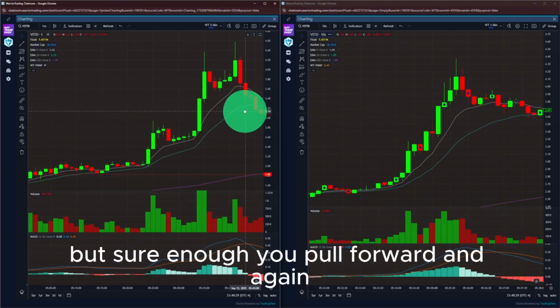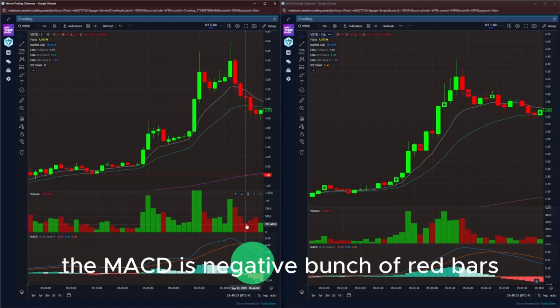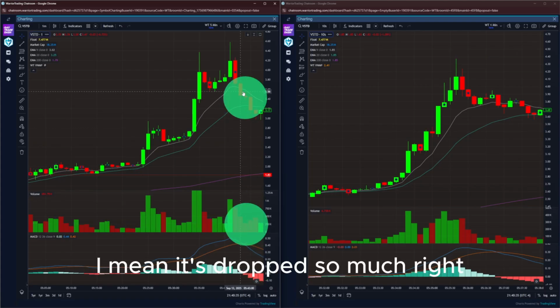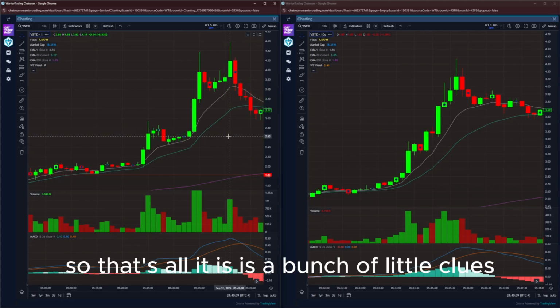But sure enough, you pull forward, and again, the MACD is negative, a bunch of red bars. I mean, it's dropped so much, right? And you wouldn't be trading this, right? So that's all it is, a bunch of little clues.